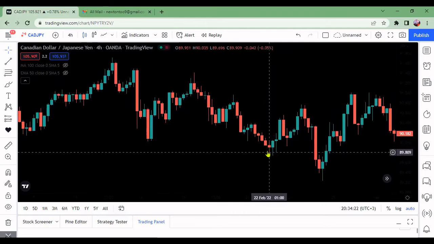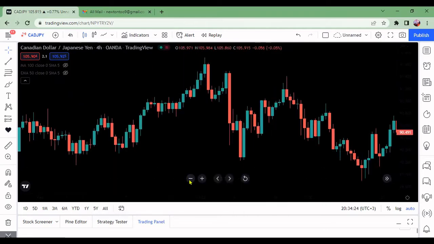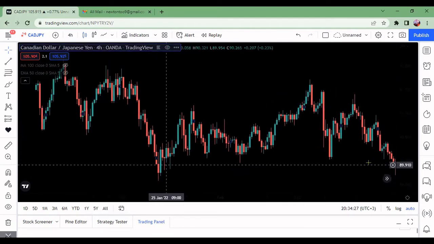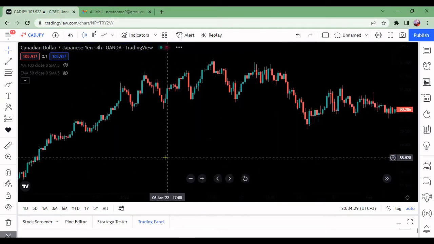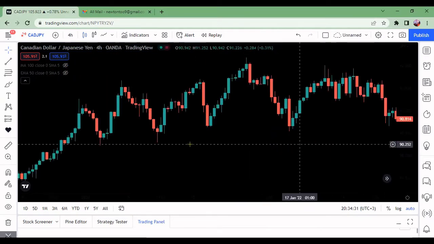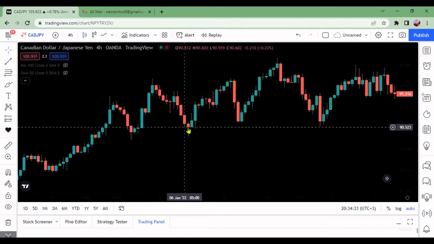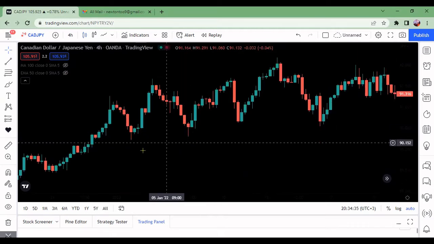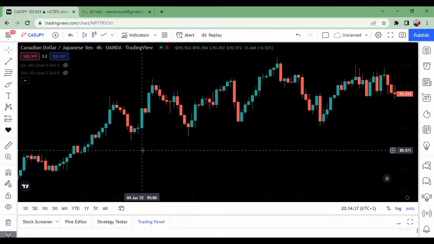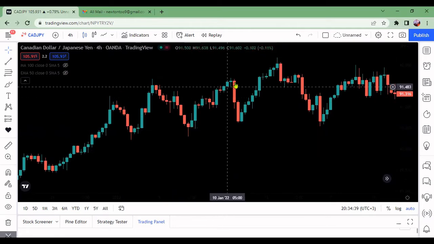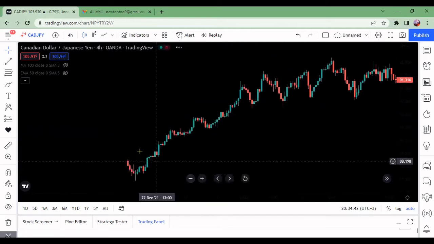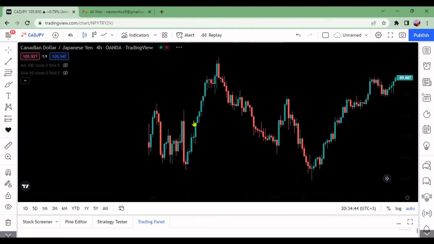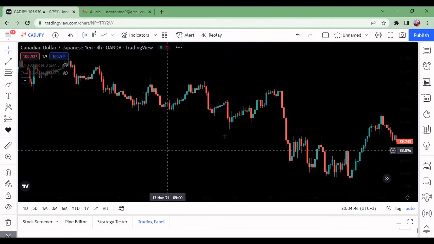Though this one doesn't have a long lower wick. We have got this one here. Then the market went up. The hammer, and that one also. Yeah, we have got this one.